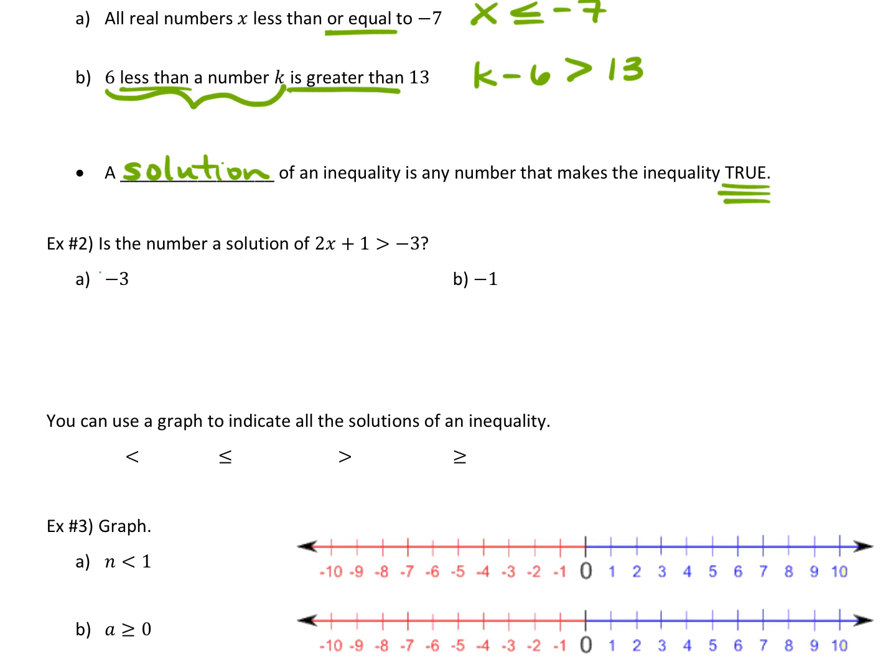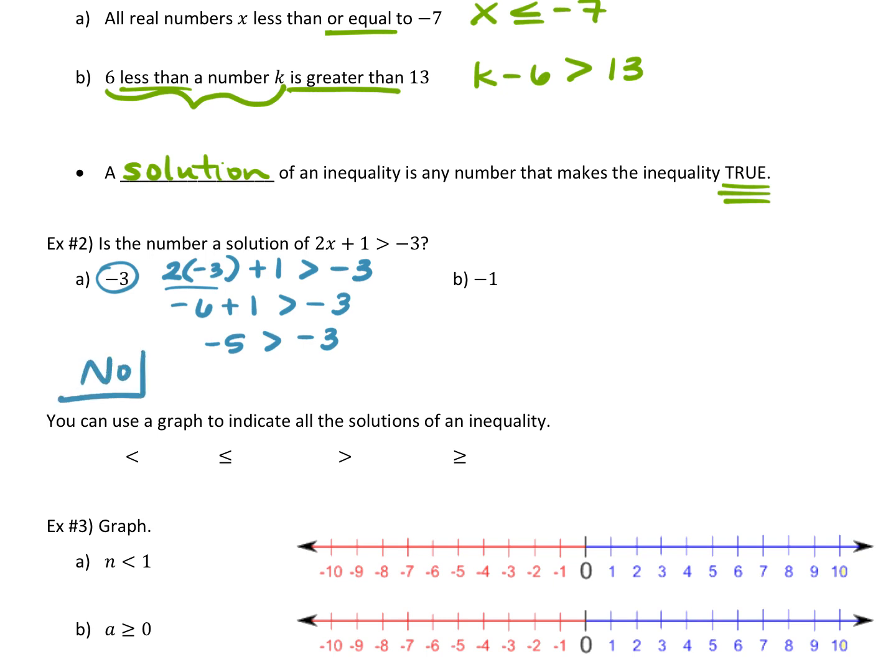If you just want to plug this in for x, you would go 2 times -3 plus 1 is greater than -3, and you just simplify. So this is -6 plus 1 is greater than -3. -6 plus 1 is -5, so -5 is greater than -3. Is that a true statement? No. Okay? So is it a solution? We would say no. So you could do it that way.